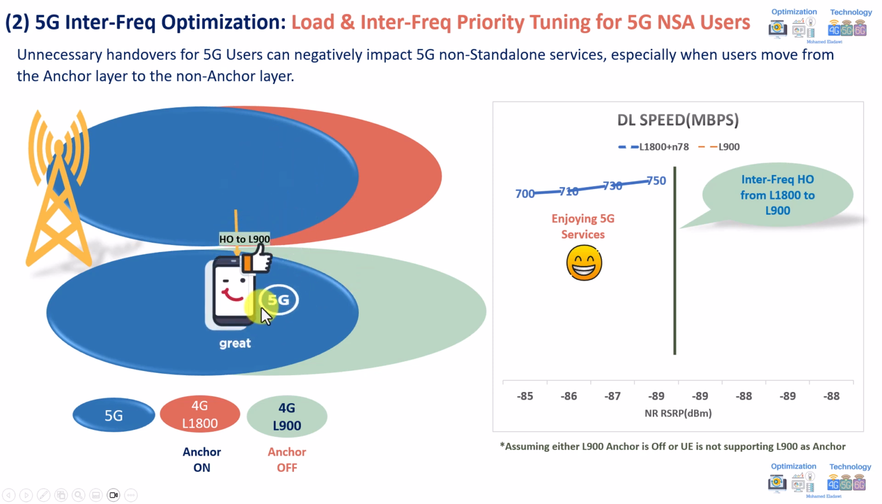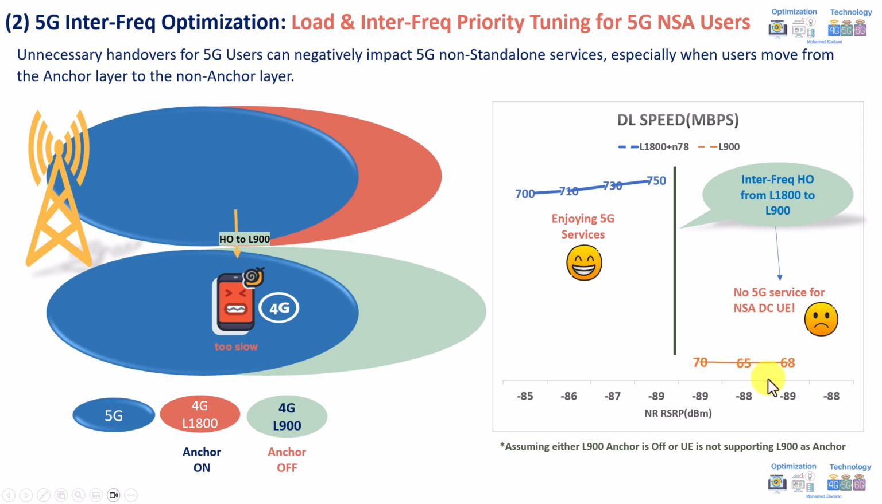What will happen once he falls down here? He will start losing the 5G services because L900 is not defined as an anchor. So this is one of the action points: you need to make sure that in general you try to avoid any load balancing trigger within the 4G sites for the ENDC users or the 5G capable devices. So this is also one of the points.